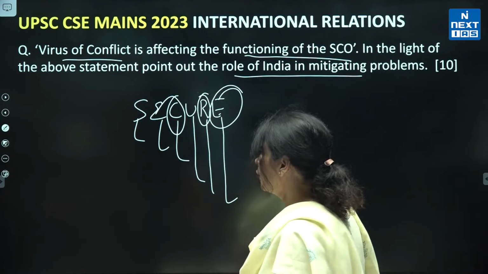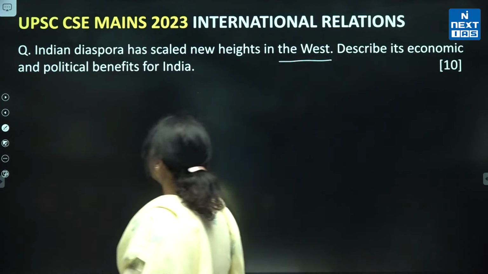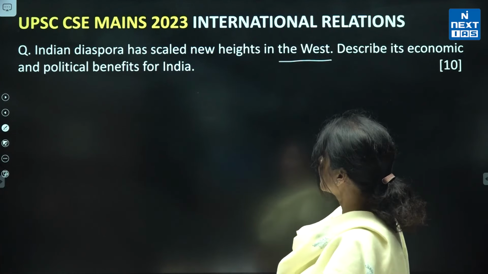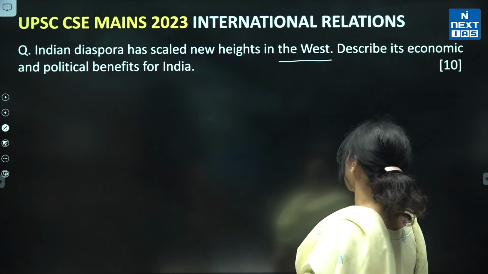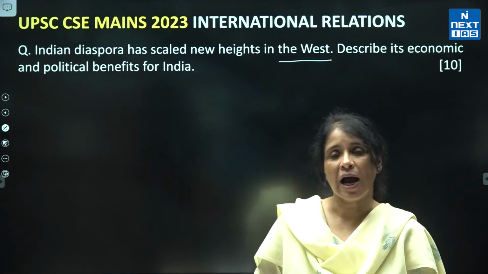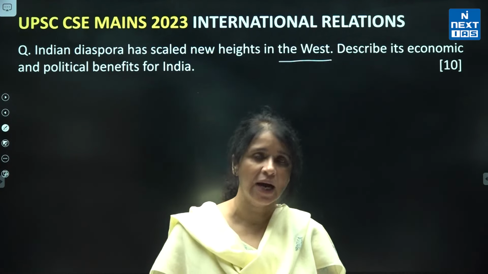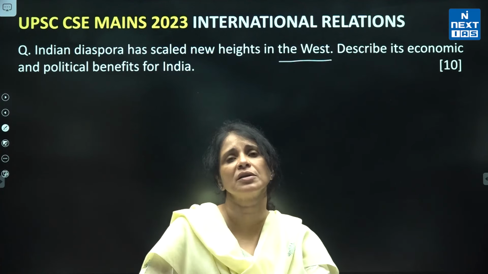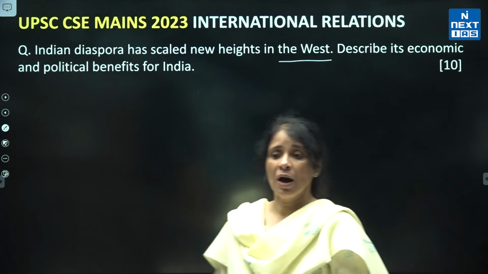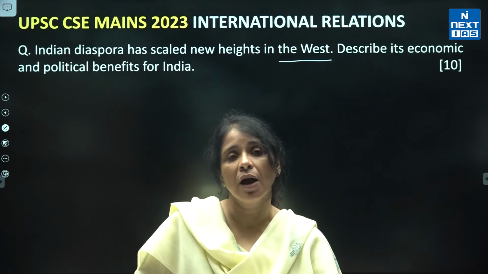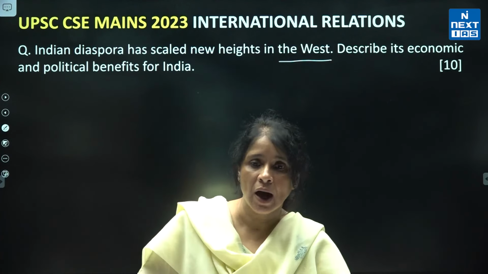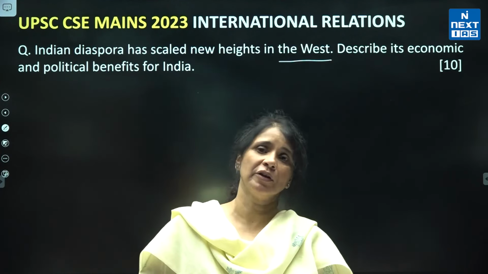So now let us move on to the second question. Indian diaspora. The second question is on Indian diaspora. Indian diaspora has scaled new heights in the West. Describe its economic and political benefits for India. So diaspora, if you see, it has become a very important foreign policy tool. Indian diaspora has been a focus area of our foreign policy. We are using diaspora as an important soft power tool.